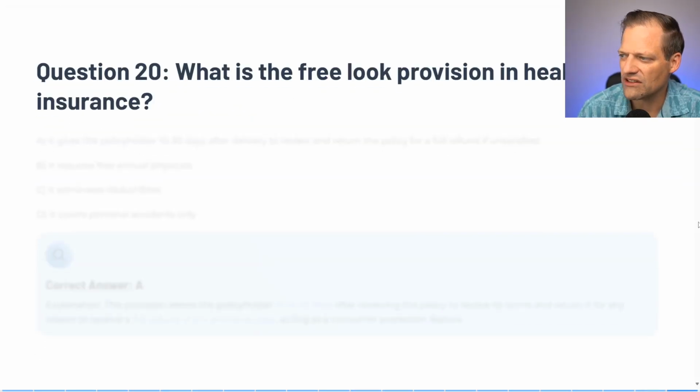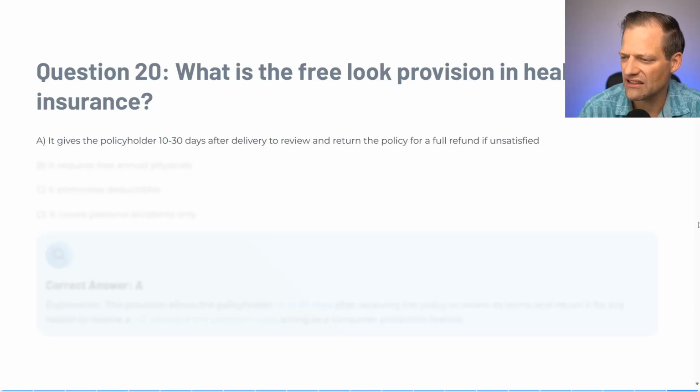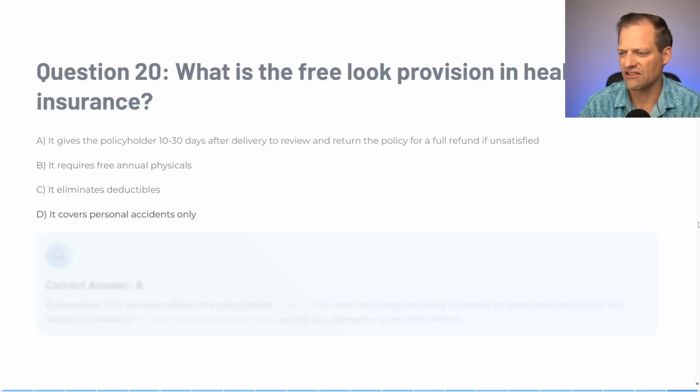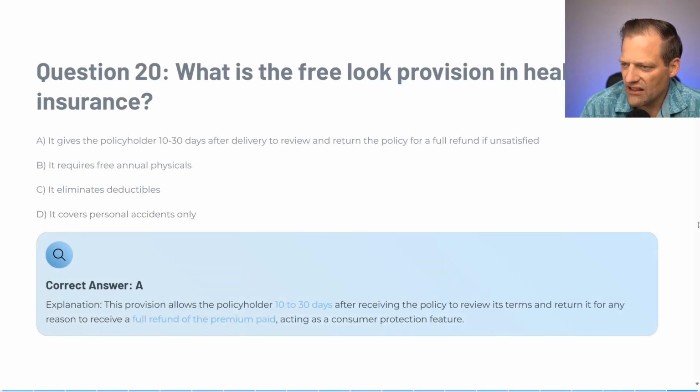And last question, what is the free look provision in health insurance? Is it A, it gives the policyholder 10 to 30 days after delivery to review and return the policy for a full refund if unsatisfied? B, it requires free annual physicals. C, it eliminates deductibles. Or D, it covers personal accidents only. The answer is A. Again, you give a free opportunity to look at a policy with knowledge and confidence, knowing you'll get your money back. Typically 10 to 30 days is the standard.